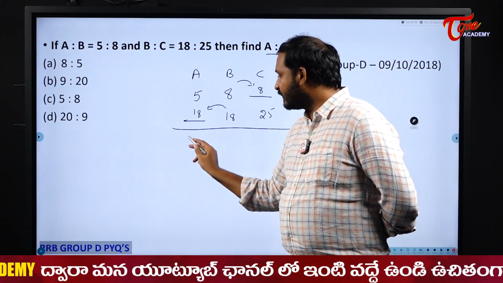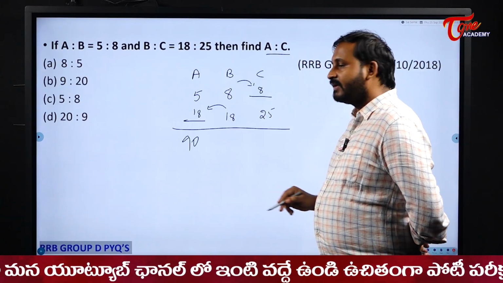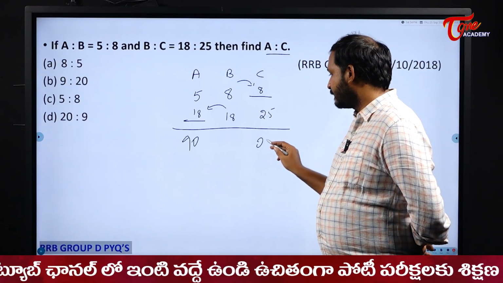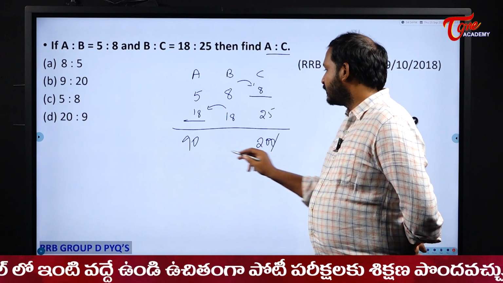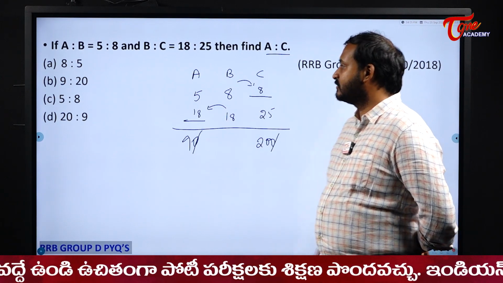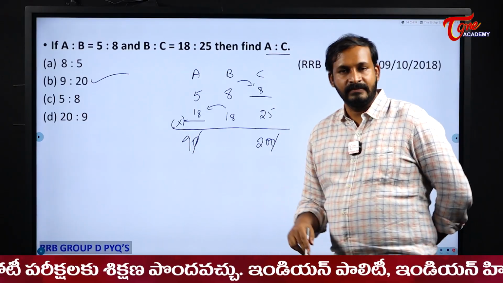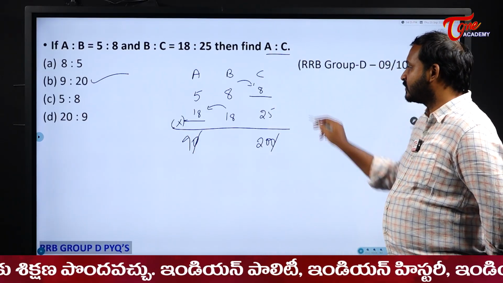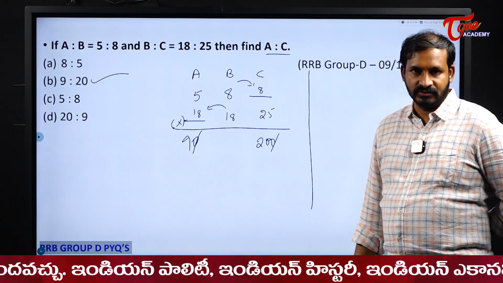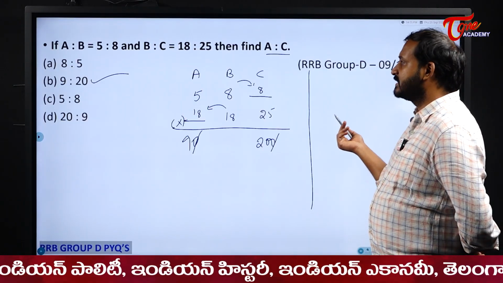5 into 18, 18 5s are 90. 25 8s are 200. The 0s cancel. So what is our answer here? 9:20. Just multiply them, you will get the answer. This is the shortcut method of joining the ratios. Or else go with the general method only.